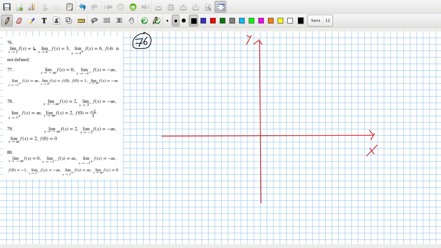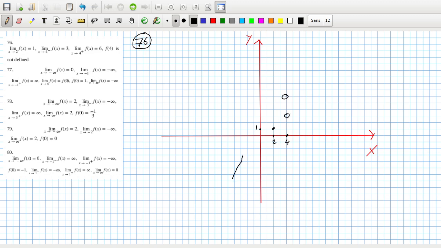Okay, so firstly, at 1 we get 2. At 2 we get 1, so that's definitely on it. I'm going to just use 1 square as 1 unit, just to keep it simple. And then 4, 1, 2, 3, 4. From the left gives us 3, 1, 2, 3, but from the right gives us 6. And f(4) is not defined, so it's open here and here.